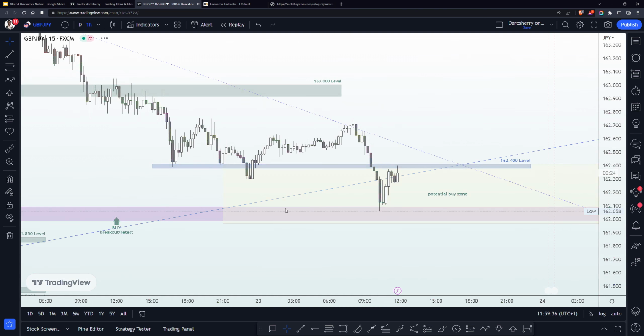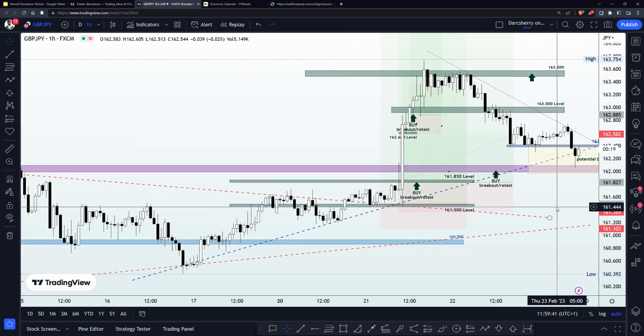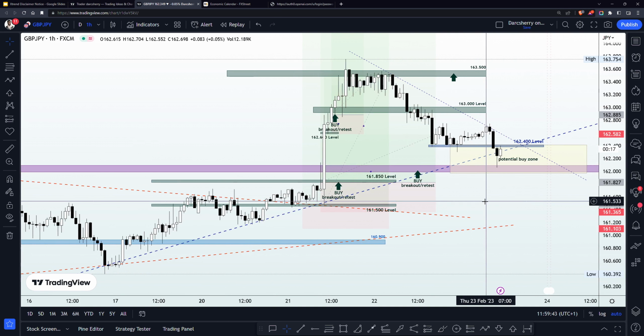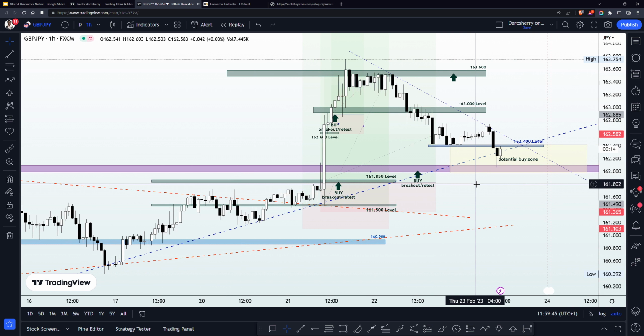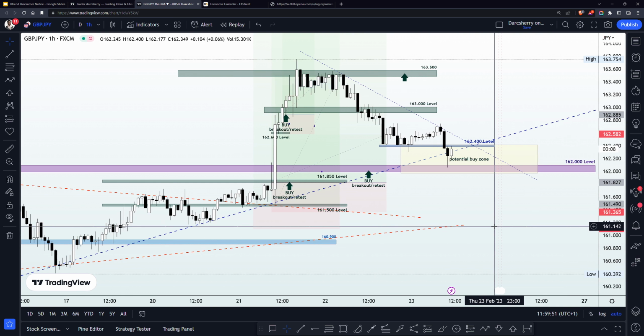I hope I made myself clear, and to make things a little bit easy for you during the New York session today, you would want to screenshot my screen so that you can use it as a reference point when you're about to make your individual decision. So on this note, I will be calling it a day here.